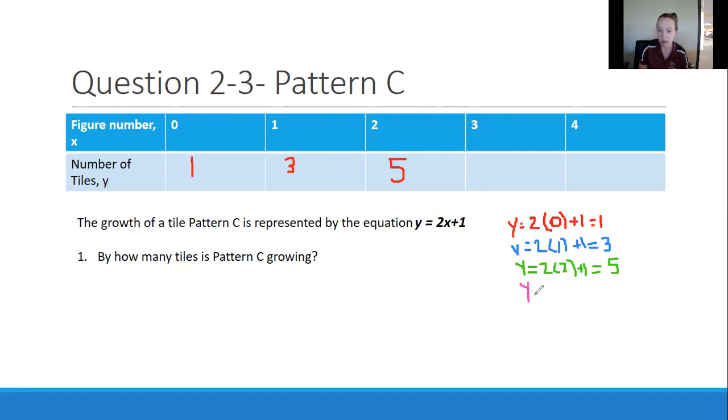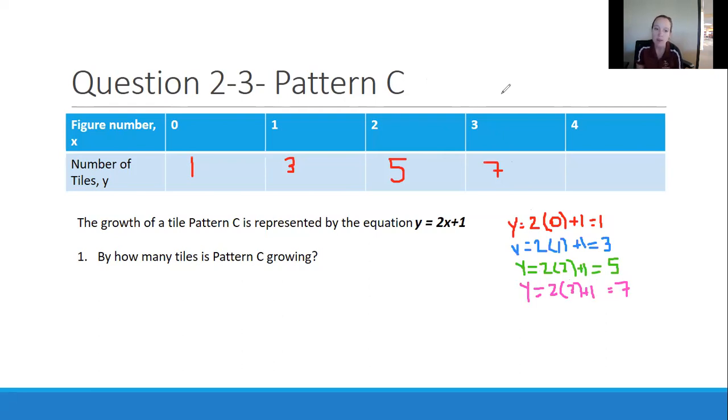Okay, let's do the last two. Y equals 2 times 3 plus 1. So 2 times 3 is 6, plus 1 is 7. Right? Now at this point, maybe you're like, I don't want to plug in 4 because I see a pattern.